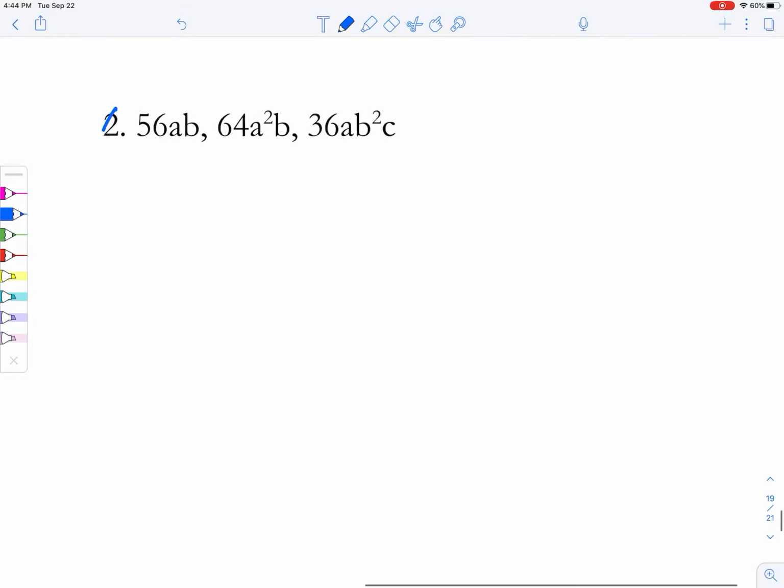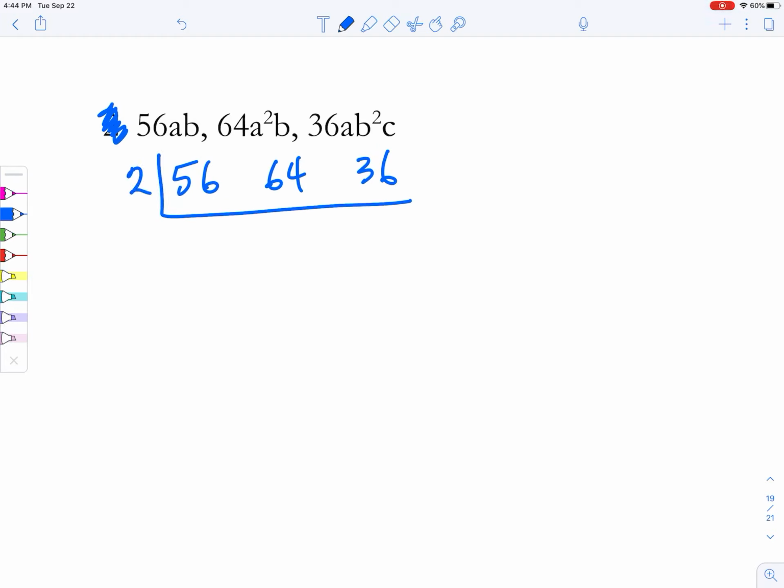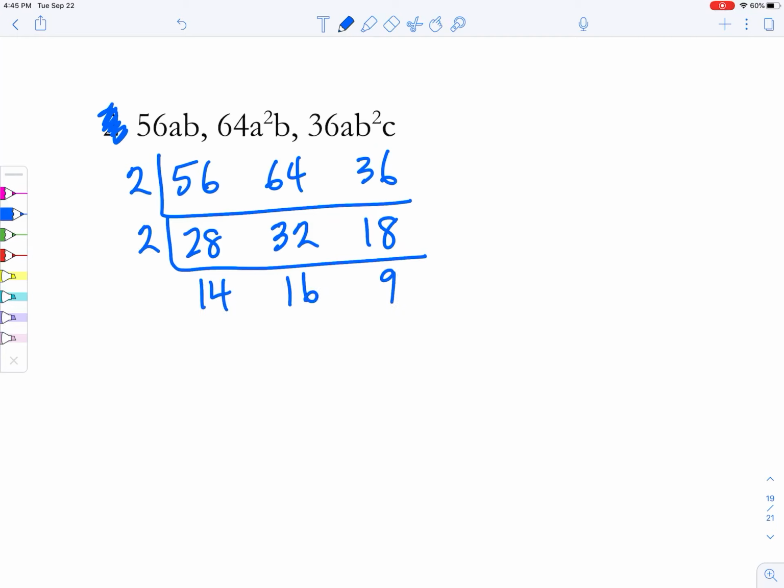For number 2, I'm going to scribble out the 2 so it doesn't confuse me. Because I can't see it right away, I'm going to find out what the GCF is. So 2 goes into 56 28 times, 32 16 times, 18 9 times. I can take out another 2: 14, 16, 9. Looks like that's it. So my GCF, the number part, is going to be 2 times 2. So it's going to be a 4.